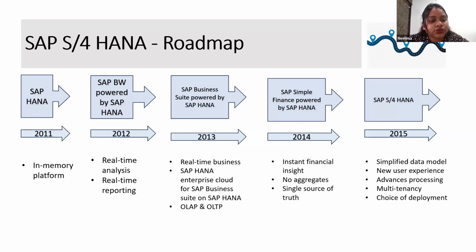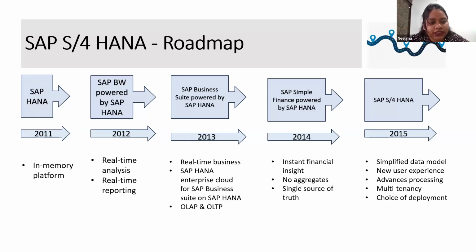Then in 2013, SAP Business Suite was powered by SAP HANA. This allowed real-time business operations. It combined both OLTP and OLAP. As I mentioned earlier, OLTP is online transaction processing and OLAP is online analytical processing. A detailed explanation will be given in the further slides.